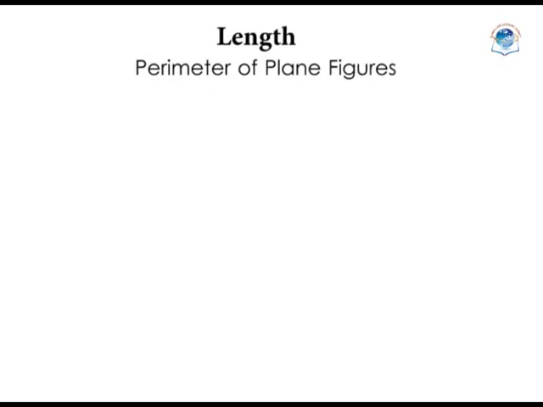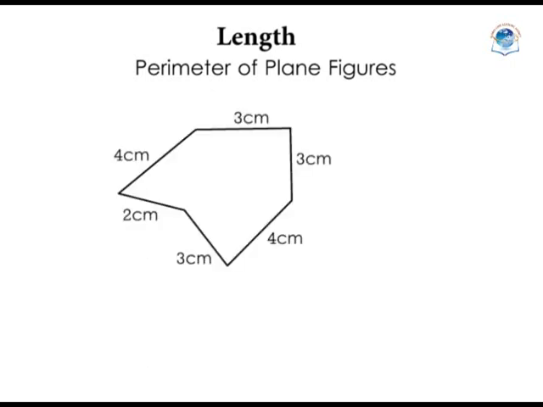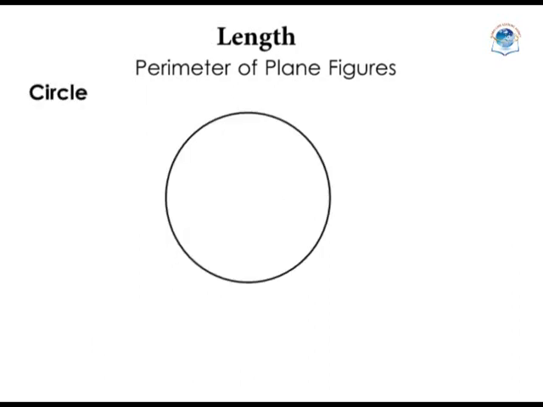Next, perimeter of plane figures. Now, the perimeter of plane figures is the total length of the sides of the figure. The perimeter of a circle is called the circumference. Any part of the circumference is called an arc. An arc that is less than half the circumference is called a minor arc. An arc that is larger than half the circumference is called a major arc.